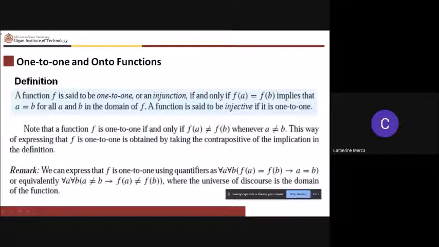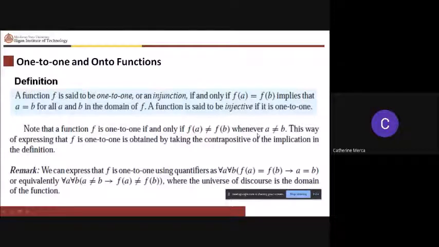Ano yung contrapositive? We can express that f is one-to-one using the following. For all, notation is for all. For all a and for all b, f of a equals f of b implies a is equal to b. Or equivalently, this is the contrapositive: a not equal to b implies f of a not equal to f of b. Where the universe of discourse is the domain of the function.